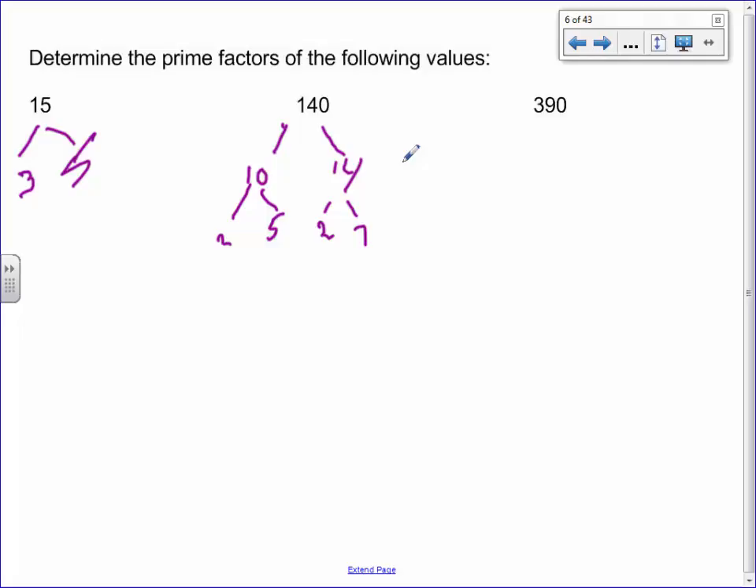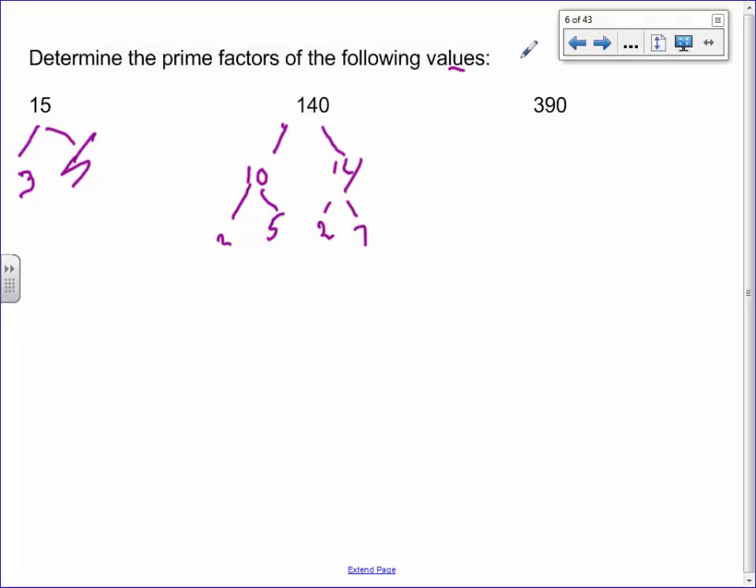2, 5, and 7, right? There's 2 2s. Actually, there are other factors of this, factors that we don't have written down, of 140. For example, 2 times 2 is 4, so 4 would end up being a factor. But these are my prime factors, and that's what we really want to get to, is our prime factors.